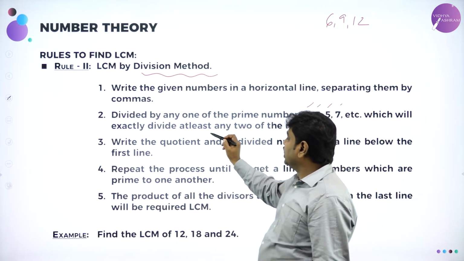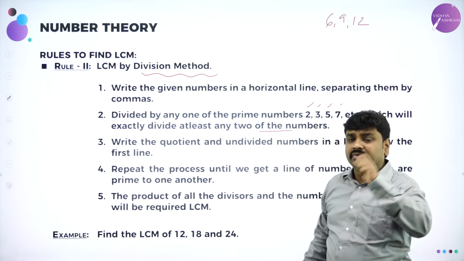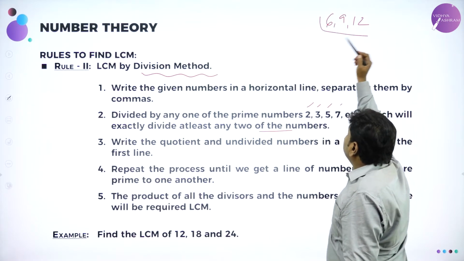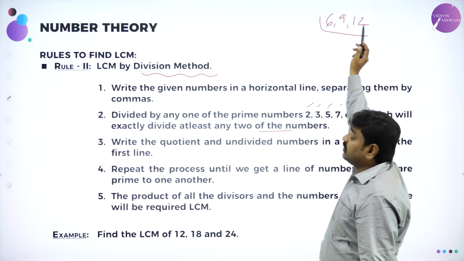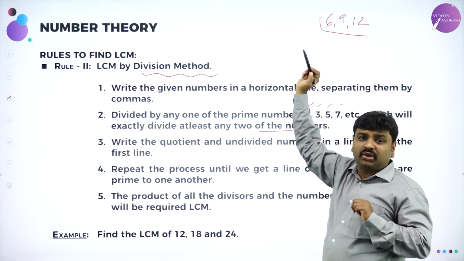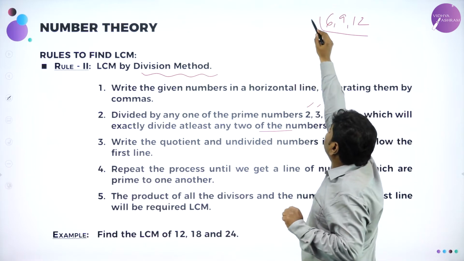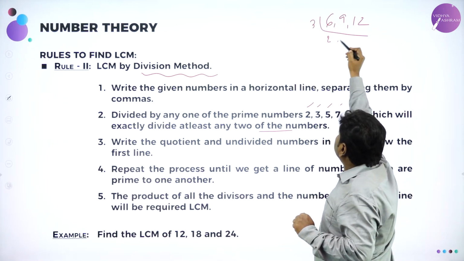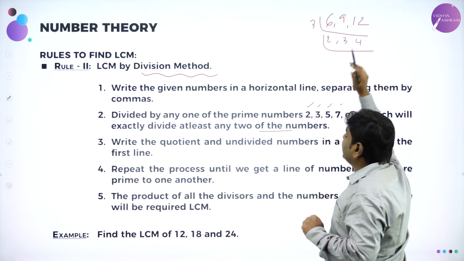Divide by a prime that exactly divides at least any 2 of them. That means divide in such a way that you select a number which divides more of the given numbers. Here, in 6, 9, 12, 6 and 12 are divisible by 2, but all 3 numbers are divisible by 3, so select that. 3 2s are, 3 3s are, 3 4s are. Like this I have divided.